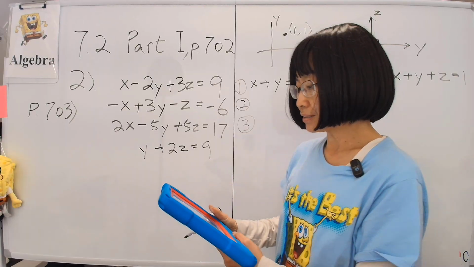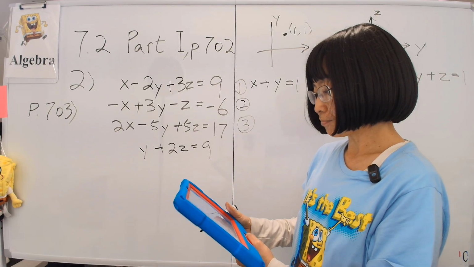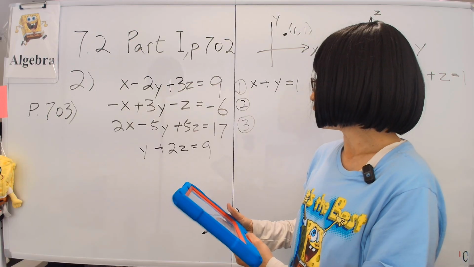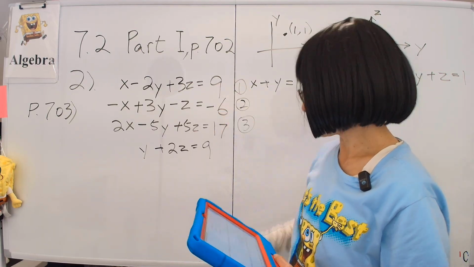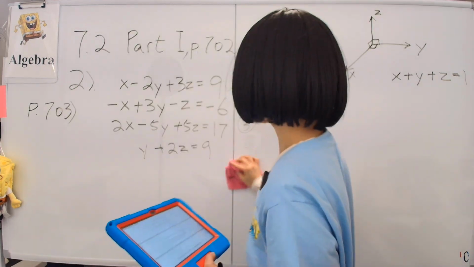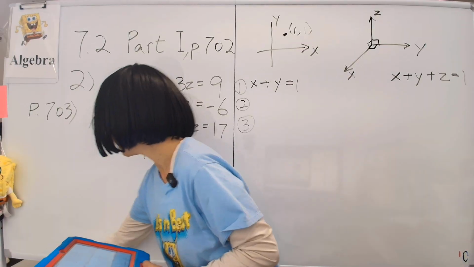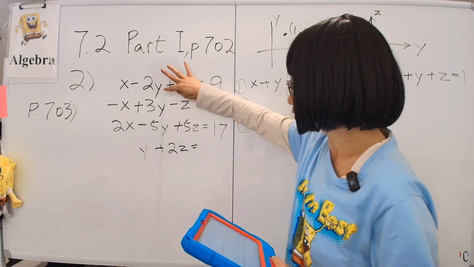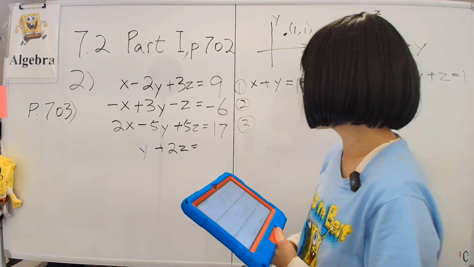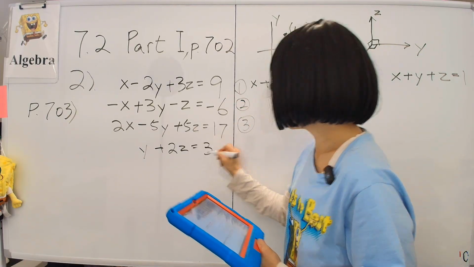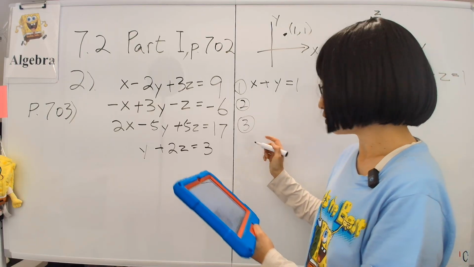Did I get it right? No, sorry, I already made a mistake. It's 9 minus 6, which is 3. I forgot to do the minus 6. So when you add the equations, this added to that is y, that added to that is 2z, and 9 minus 6 is 3.